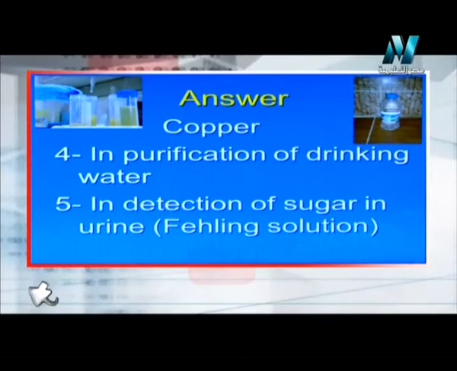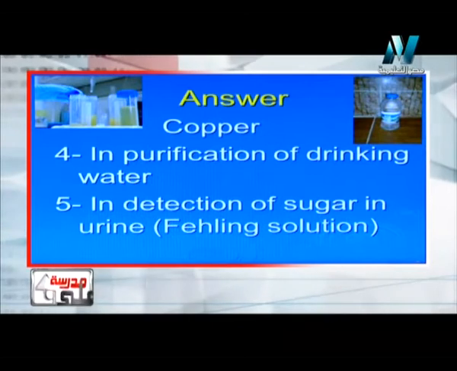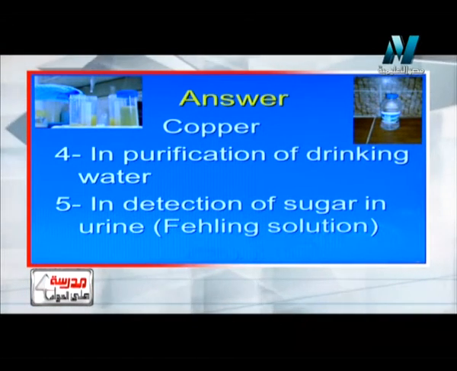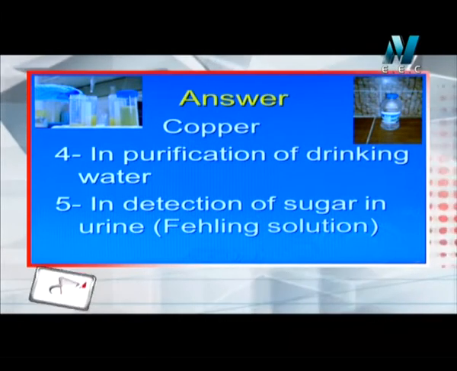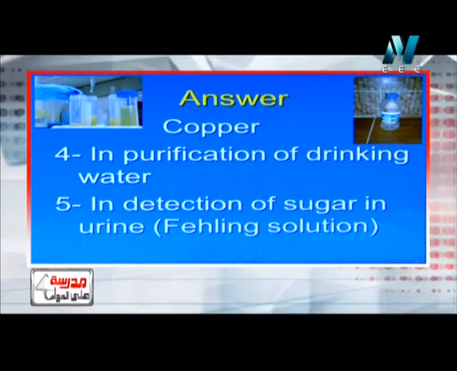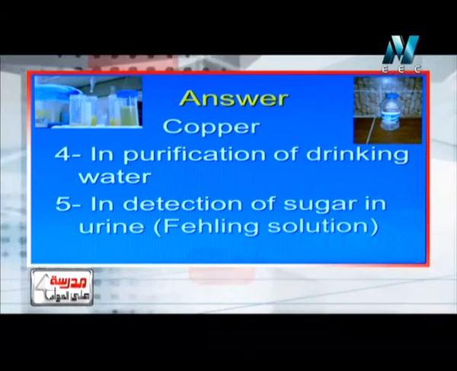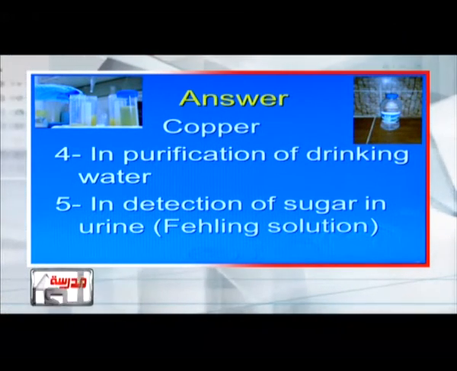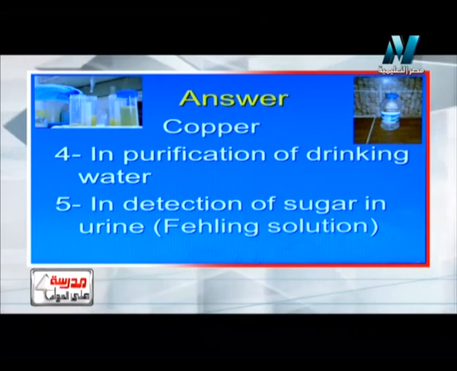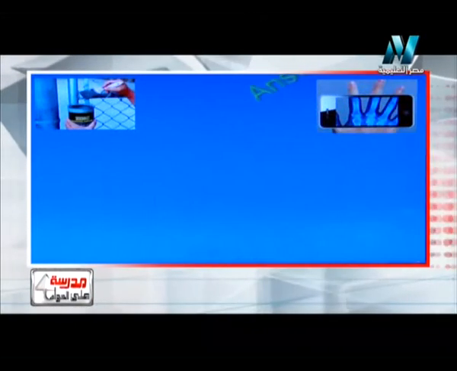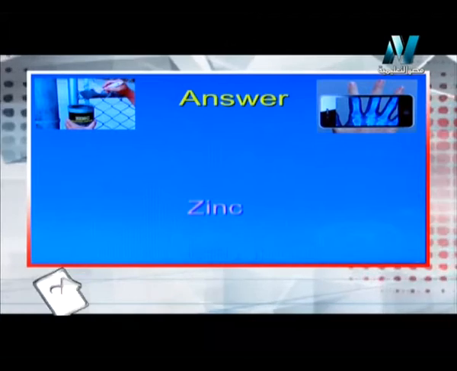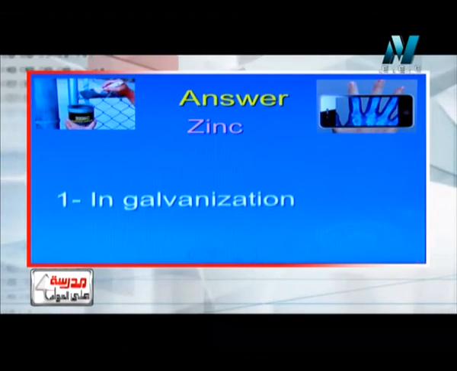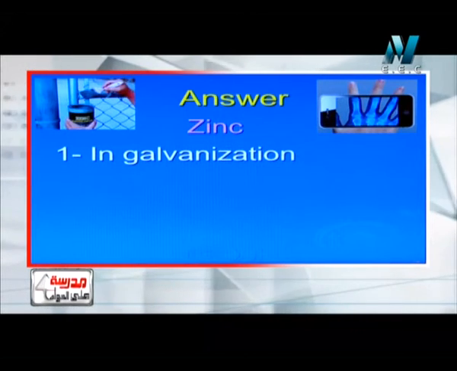Also, we use copper sulfate to purify the drinking water. Also, we can use compounds of copper, called Fehling A and Fehling B, a solution used to detect the presence of sugar in urine. Now we can transfer to the uses of zinc, in galvanization.